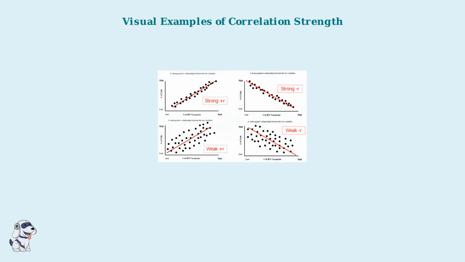Now, let's see what these different correlation strengths look like visually in scatter plots. This diagram shows 4 different scatter plots. The top plots demonstrate strong correlations. Notice how the data points cluster tightly around the trend lines. The bottom plots show weak correlations with much more scattered data points.